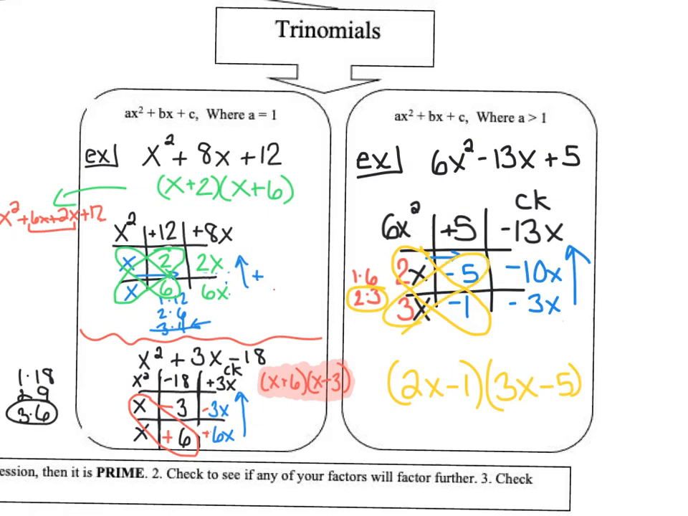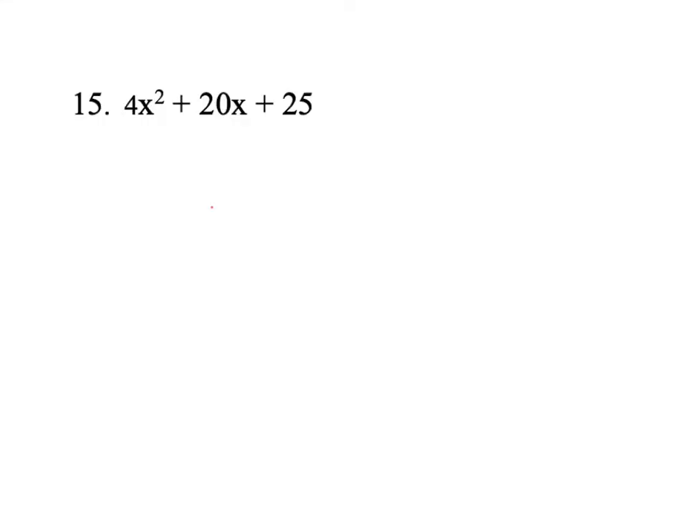All right, flip to the back and let's go through the remaining practice problems. In this one, again, I begin by looking to see if I have a GCF. There's nothing that goes into 4, 20, and 25, and it goes x squared, x, no x at all.